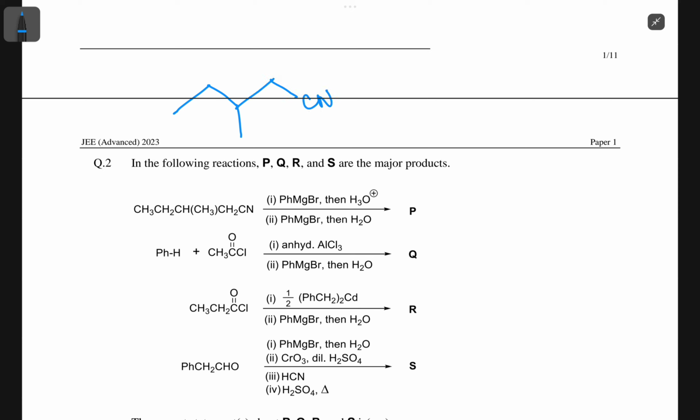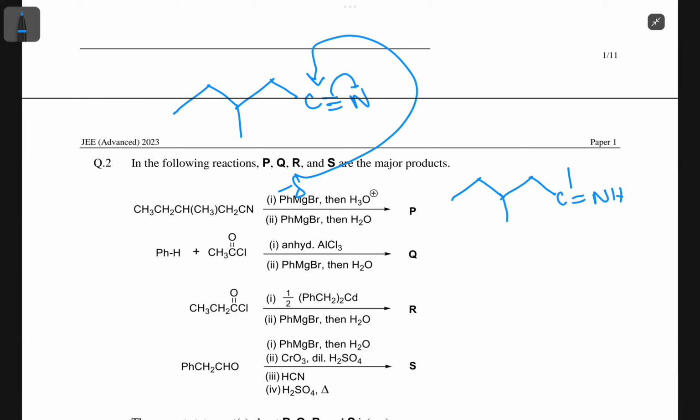Something like this, and since there is some nucleophilic attack, I would just draw these bonds, and something like this. So C double bond NH, and there would be Ph, and then you have H3O positive, so this should be O, and then PhMgBr and H2O again, so this would just attack again, and this would be left out as OH.